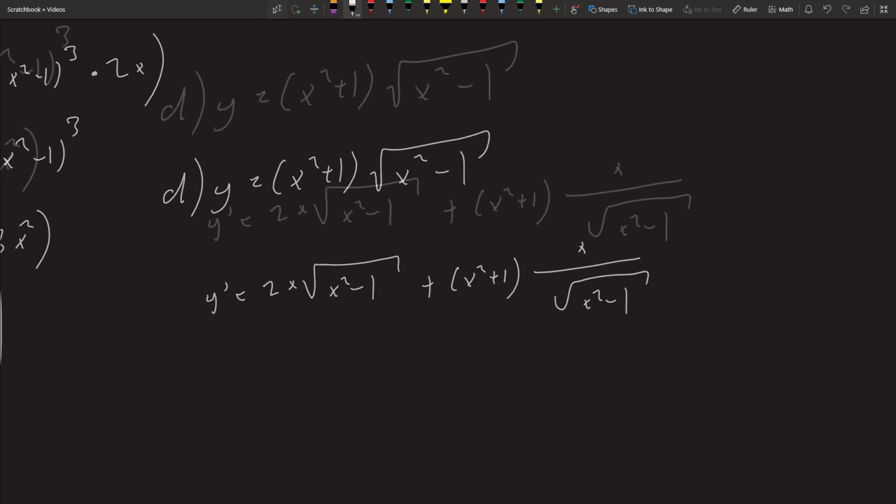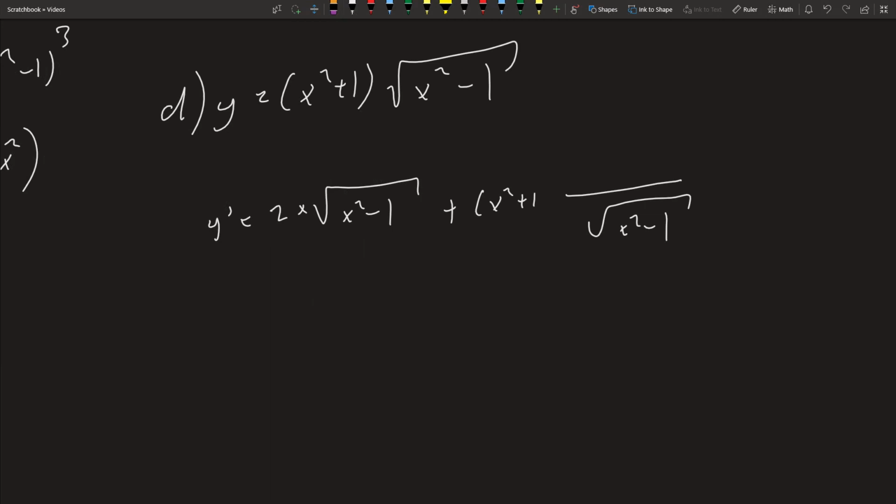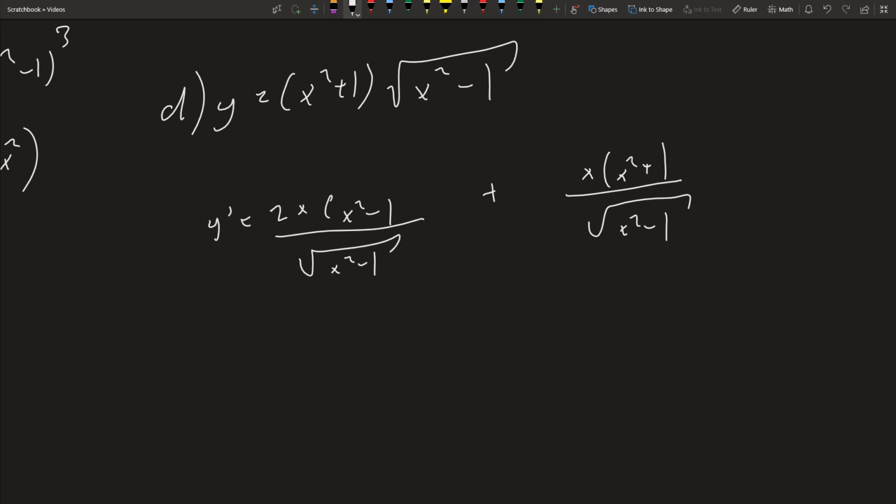And let's simplify this. Let's rearrange this a bit. So we have x into x squared plus 1. And let's multiply up and down by radical x squared minus 1. So this will remove the square root. And then let's combine the fractions.